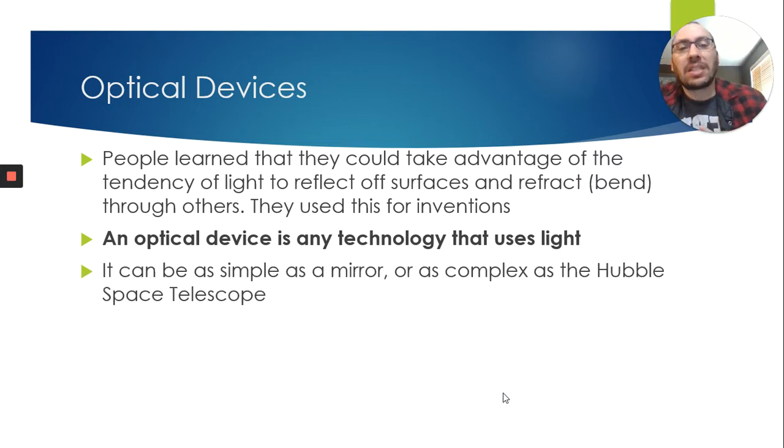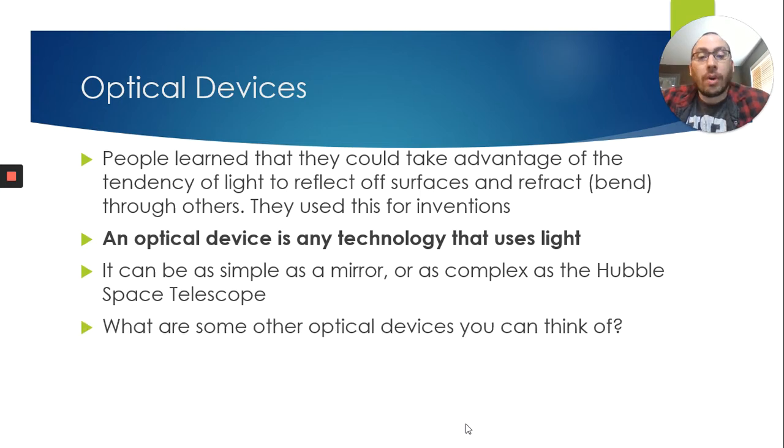It can be as simple as a mirror, looking at yourself in the morning, or checking out how you look before you jump onto a Zoom conference call. Or it can be as complex as the Hubble Space Telescope that's hovering out in space, taking beautiful pictures of far, far away galaxies, looking for Wookiees and things like that.